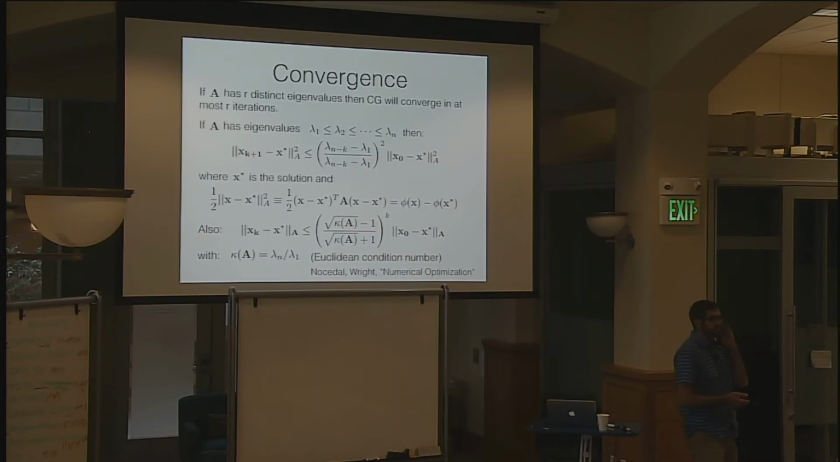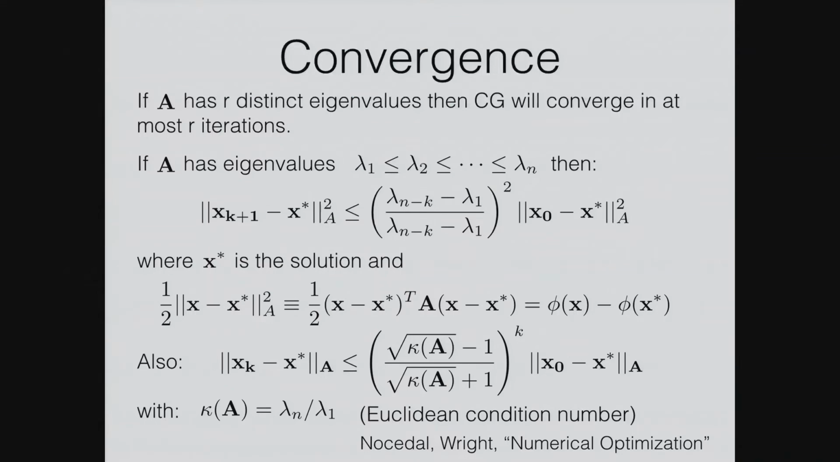useful properties about convergence that I'm not going to prove again. If A has R distinct eigenvalues, then you're guaranteed to converge in at most R iterations. So that's one property. Another property shows you the distance from the minimum at a given iteration k as a function of your eigenvalues and how far they are from the smallest eigenvalue. And I'll show you this in the next plot quickly.